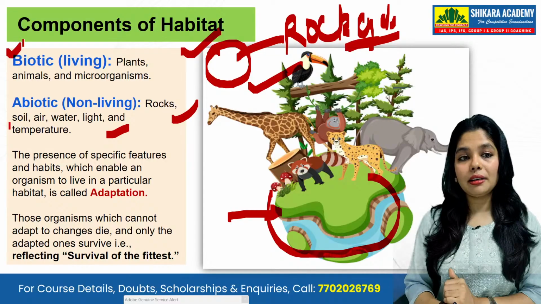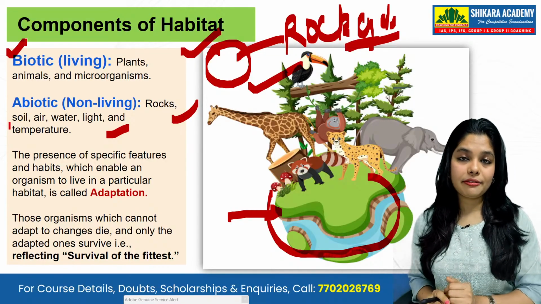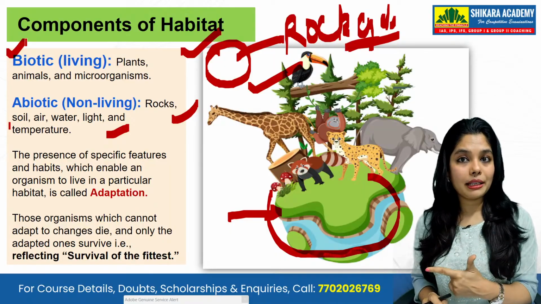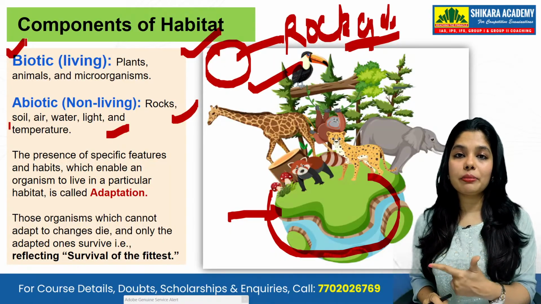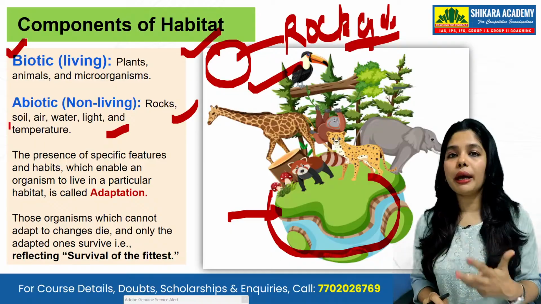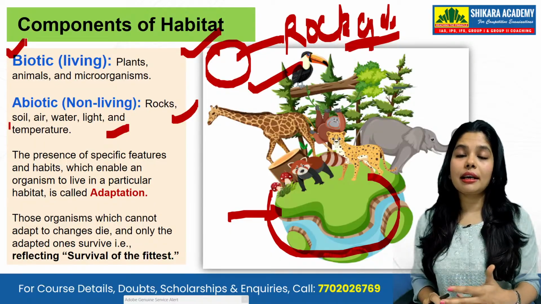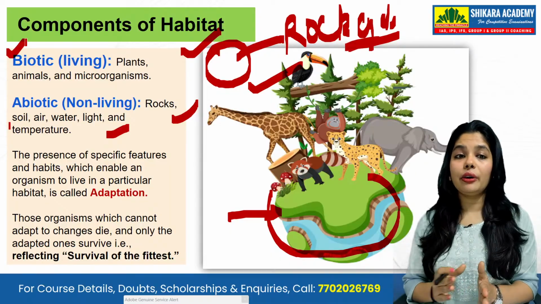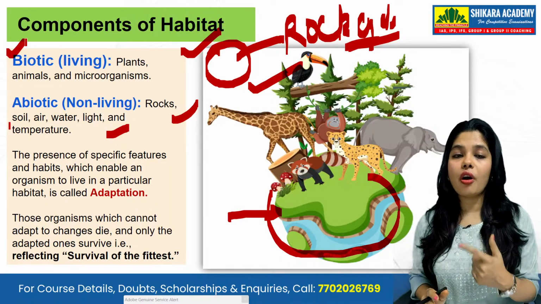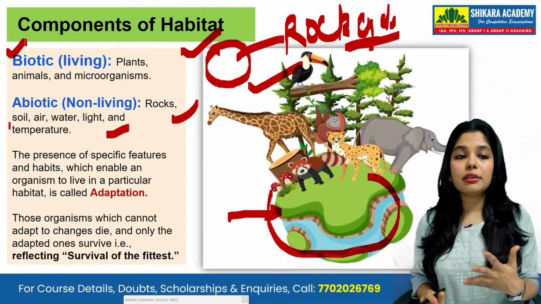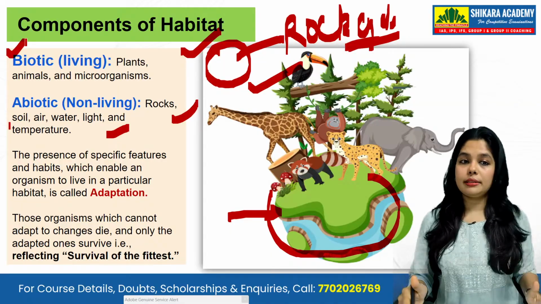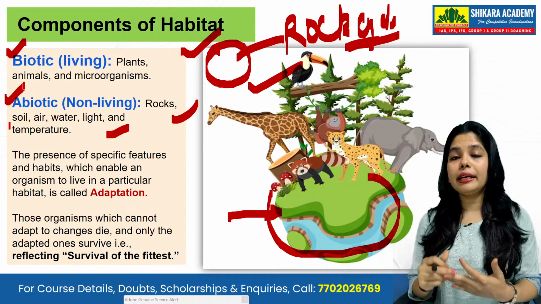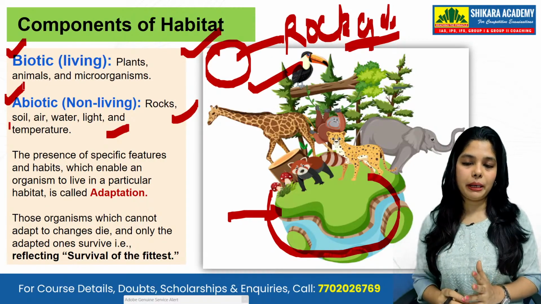The components of habitat are divided into two parts: biotic and abiotic. In the biotic sector, you will see plants, animals, and microorganisms. In the abiotic sector, you have rocks, soil, air, water, light, and temperature. Everything is here in the abiotic sector.